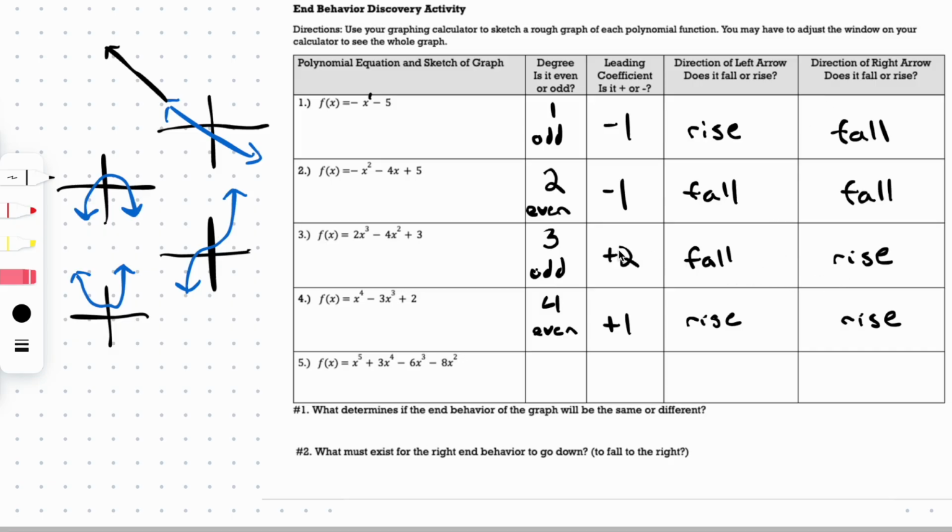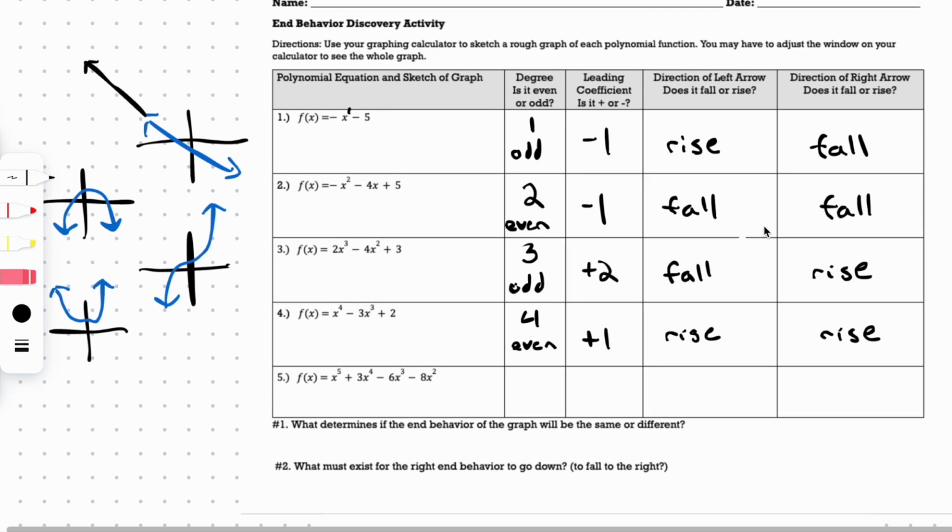Now, what's the difference between these two, between 1 and 3? Well, 1 has a negative leading coefficient, and 3 has a positive leading coefficient. So when we have a positive leading coefficient, our left arrow is going to fall, while our right arrow is going to rise. When we have a negative leading coefficient, our left arrow is going to rise, and our right arrow is going to fall.